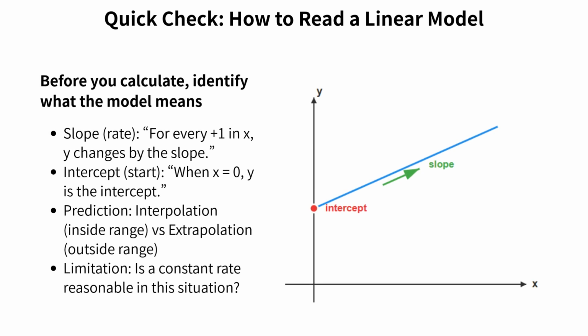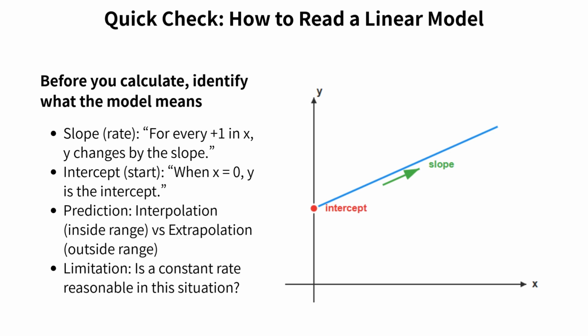Before we start the practice problems, here's a quick checklist for reading any linear model on the SAT. First, identify the slope. Slope is the rate of change. Say it in words. For every increase of 1 in x, y changes by the slope. And always connect it to the units in the problem, like dollars per hour or points per test.